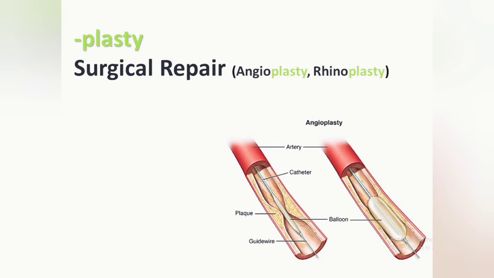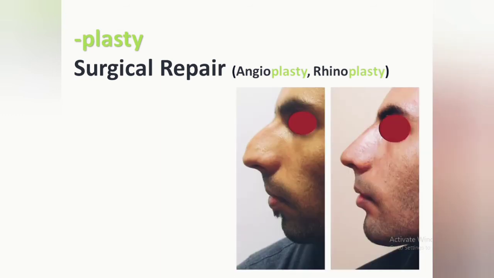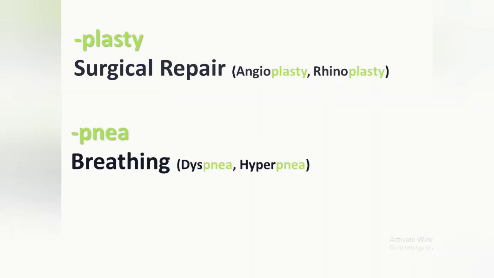Next is rhinoplasty. Rhinoplasty means it is the surgical procedure which changes the shape of nose. You can see in the picture there, after surgery, structure of nose has been changed. Another term is pnea, which means breathing. For example, dyspnea. If there is a difficulty in breathing because of exercise or high altitude, then the condition is known as dyspnea.